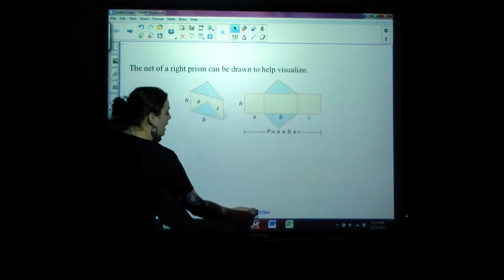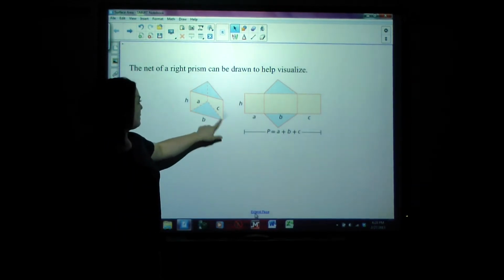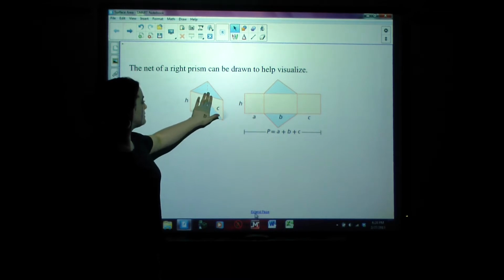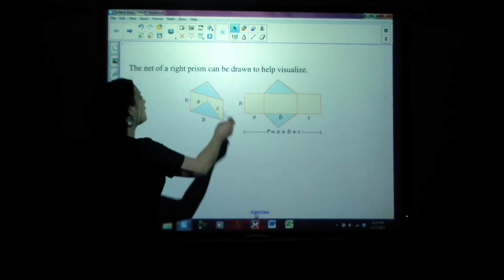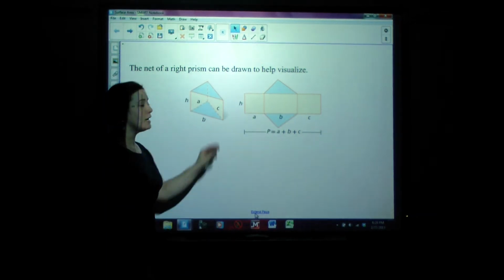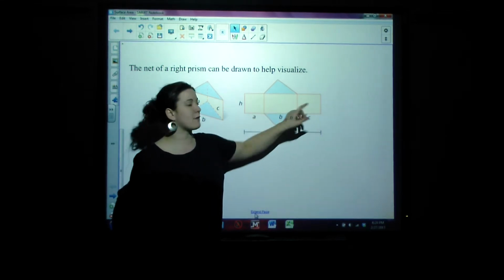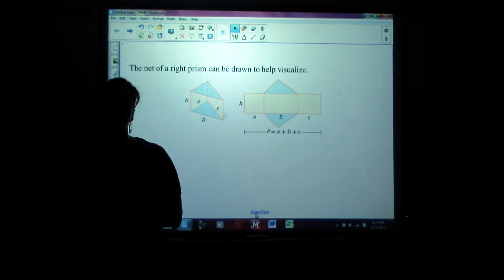Let's talk about why. Here is a triangular prism. Notice the two bases are triangles and the lateral surface is made up of three rectangles. If we unfold this three-dimensional figure and create its net, we see here are the two bases, and here are the three rectangles that wrap around to create that lateral surface.